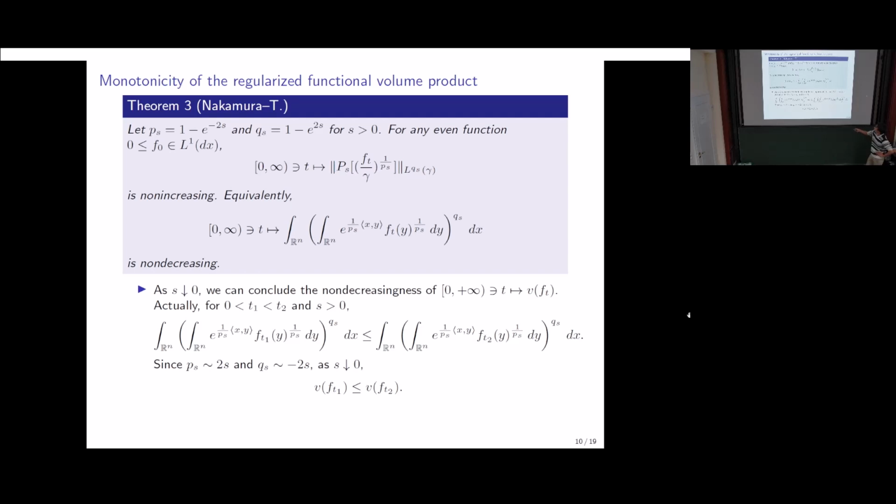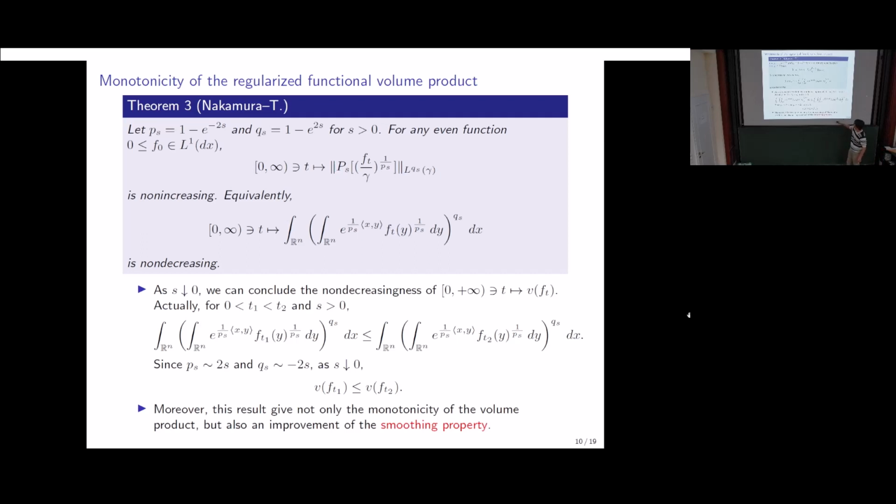Okay. And actually, if you believe this monotonicity, you can obtain the monotonicity of the functional Borel product, because as I just mentioned before, these converge to the functional Borel product. And moreover, not only can you obtain this monotonicity from that regularized version, you can also obtain some improvement of the smoothing property.